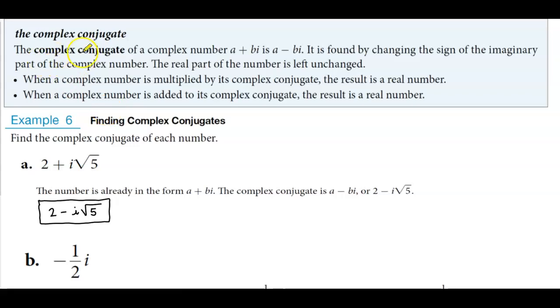Recall that the complex conjugate of a complex number a plus bi is a minus bi. It is found by changing the sign of the imaginary part of the complex number. The real part of the number is left unchanged.